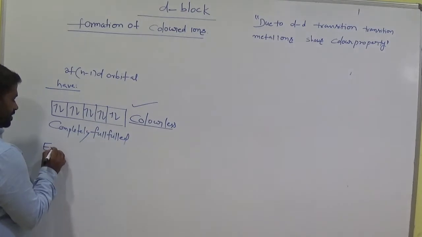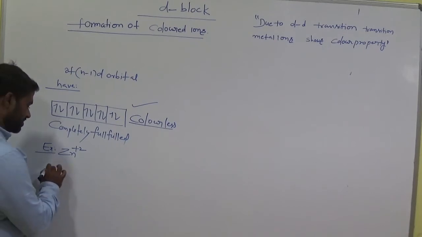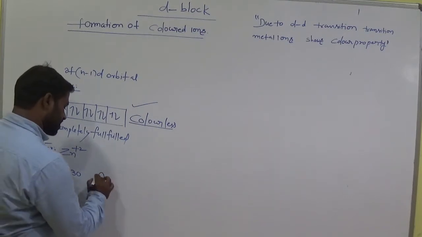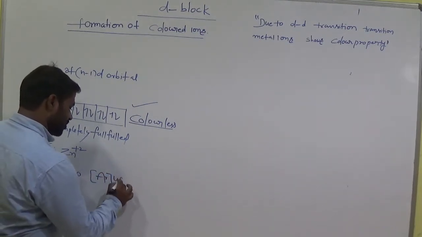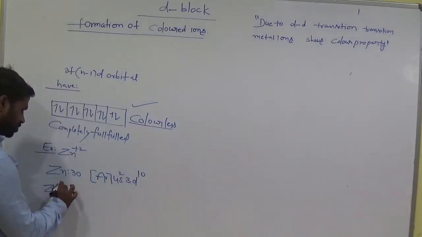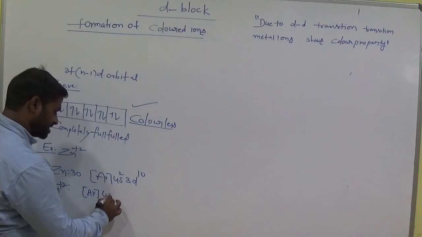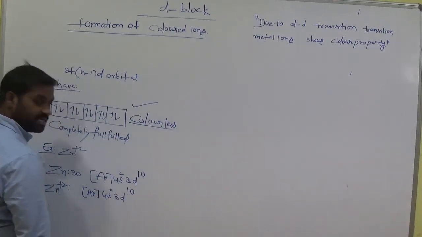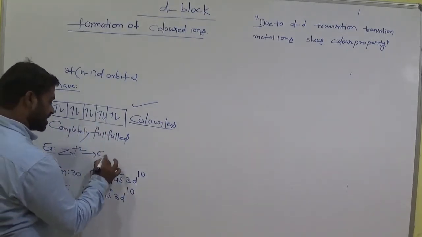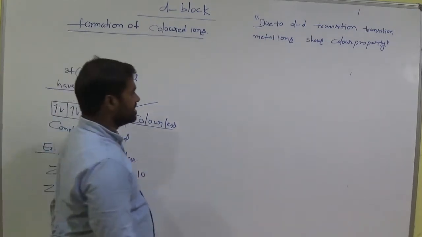Example, Zn plus 2. What is the atomic number of zinc? 30. Clear? Write its electronic configuration: argon 4s2 3d10, 30 electrons. Zn plus 2 means removing 2 electrons from these 30 electrons. Then it is argon 4s0 3d10. In the 3d orbital there are 10 electrons. So it is clearly colorless. And what about this one?